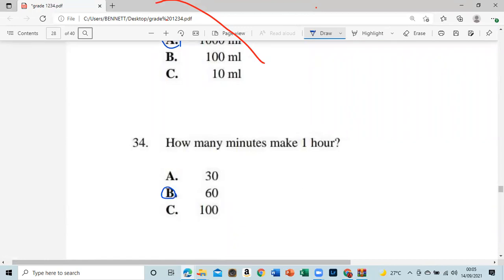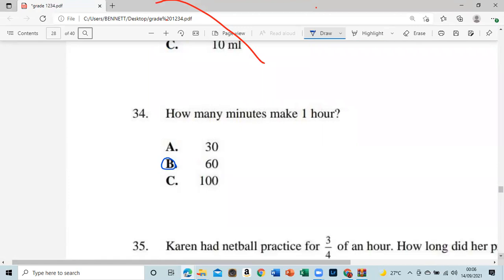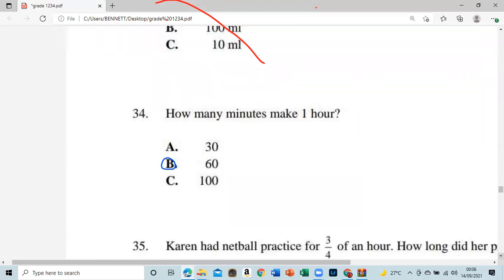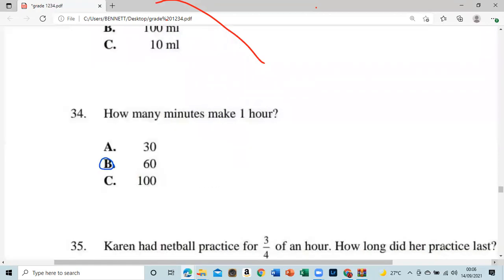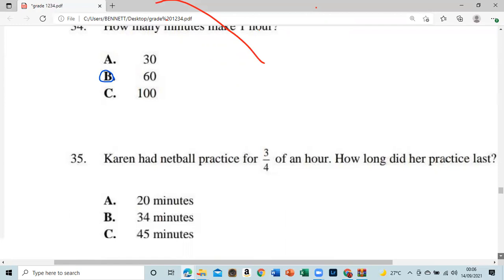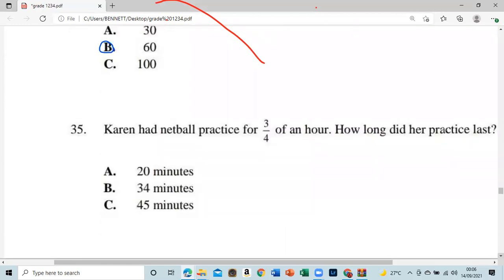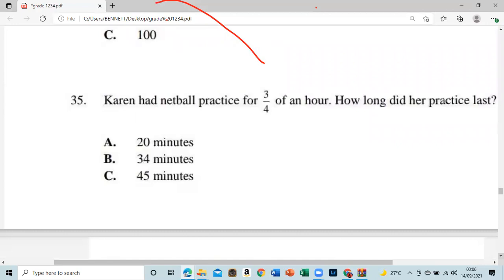60 seconds, 1 minute, 60 minutes, 1 hour, 24 hours, 1 day, 7 days, 1 week, 4 weeks, 1 month, 12 months, 1 year. And then I think there were like 100 years, 1 century. And then they said 10 years, 1 day. I don't remember, but yo, I miss being young. No responsibility in the world.